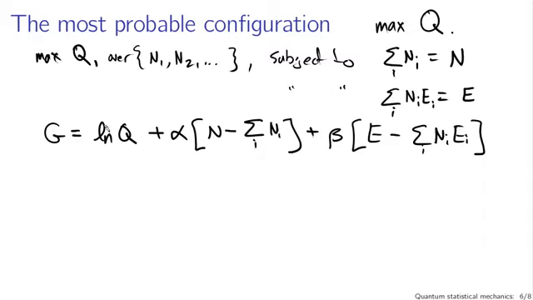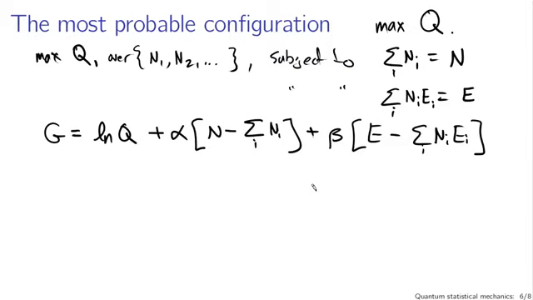If I take the derivative of g with respect to alpha, I'm just going to end up with this expression, which is my constraint. If I take the derivative with respect to beta of this overall expression, I'll just end up with this expression, just my constraint. So if I simultaneously optimize the function g over n1, n2, etc., and alpha and beta, by taking derivatives of g and setting them all simultaneously equal to 0, I will automatically account for both maximizing the natural log of Q and account for my constraints.